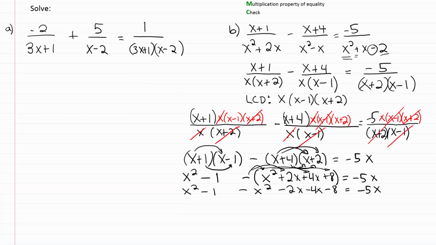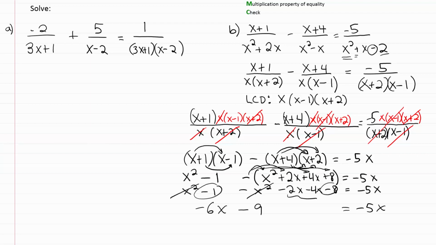So go ahead and say that the x squared cancels with the negative x squared. We're going to have here minus 6x. Then we have negative 1 and negative 8 is going to give you negative 9. And all of that's equal to negative 5x on the other side.